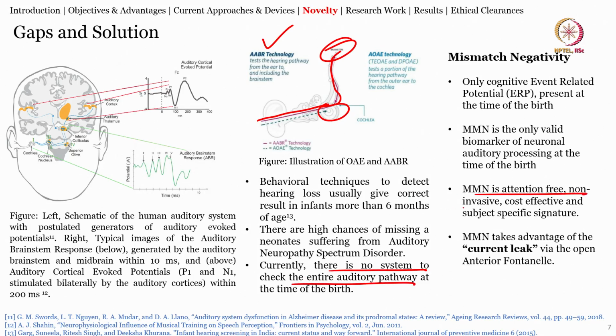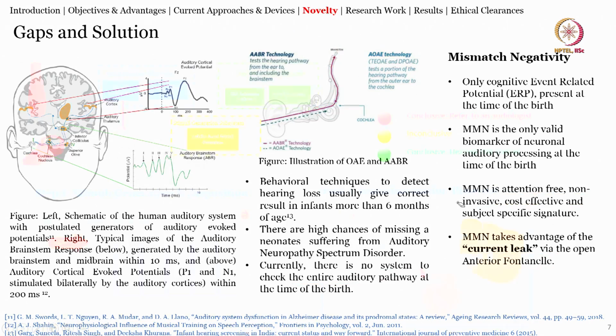Mismatch negativity is attention free, non-invasive, cost effective, and takes advantage of the current leak. I told you that the skull is not completely fused, and that is why there is a current leak, because the anterior fontanelle is open. That is why it is easier for us to look at the mismatch negativity, because it is the only cognitive event related potential that is present at the time of birth. So, we need to look into that aspect as well. Mismatch negativity is the only valid biomarker of neuronal auditory processing at the time of birth.